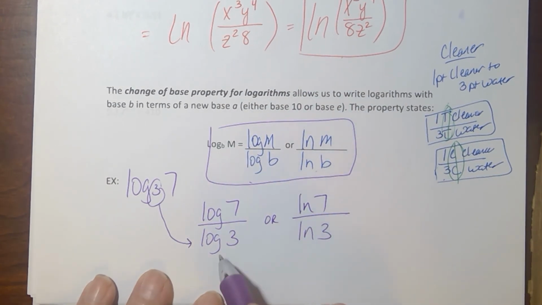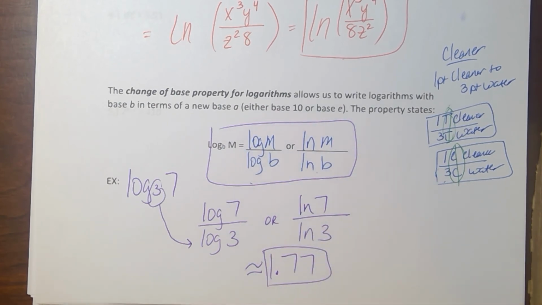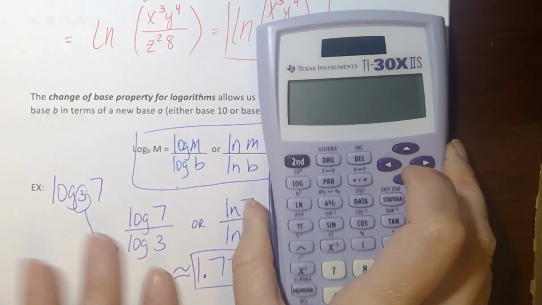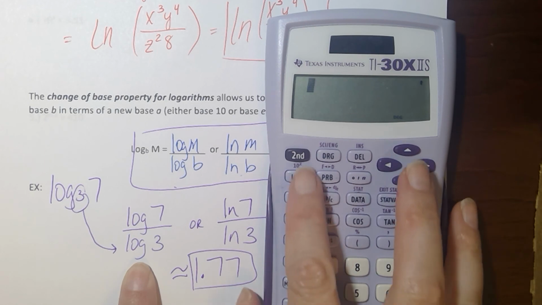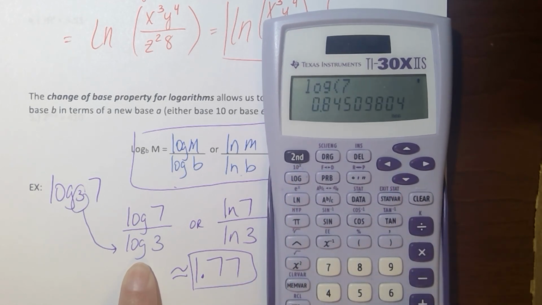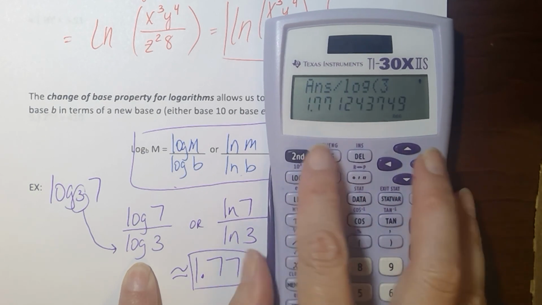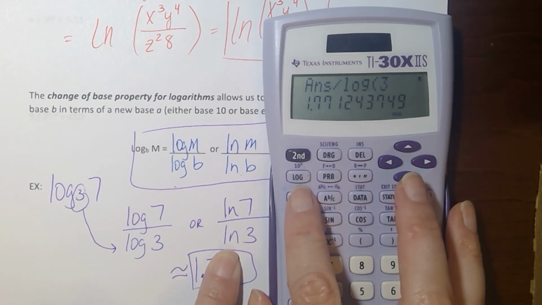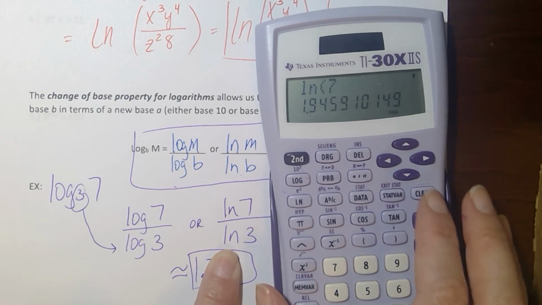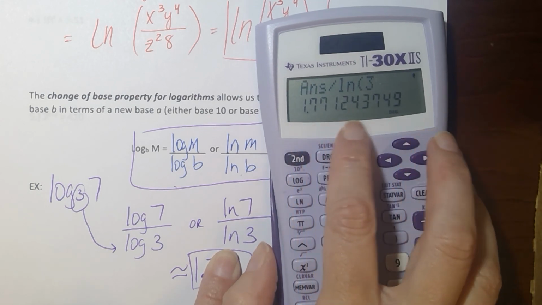Now, I want you to plug this into your calculator. Do it both ways. You're going to get the approximate value, and I'm going to round it to 2 decimal places, 1.77. Now, let me show you how, to make sure we're doing order of operations correctly on our calculators. If I choose to use common log, I'm going to push common log of 7, enter, and then divided by common log of 3, enter, and I get 1.77 rounded off. If I choose to use natural log, I do natural log of 7, enter, divided by natural log of 3, enter, and I get 1.77 rounded off.